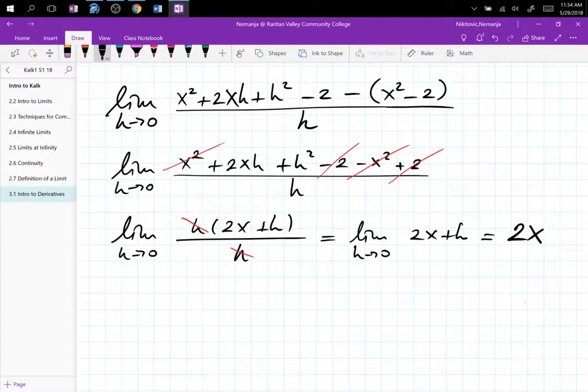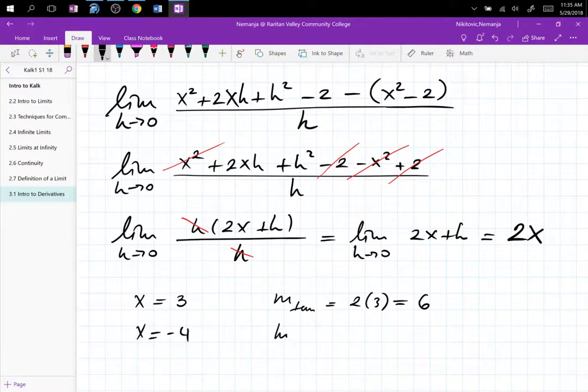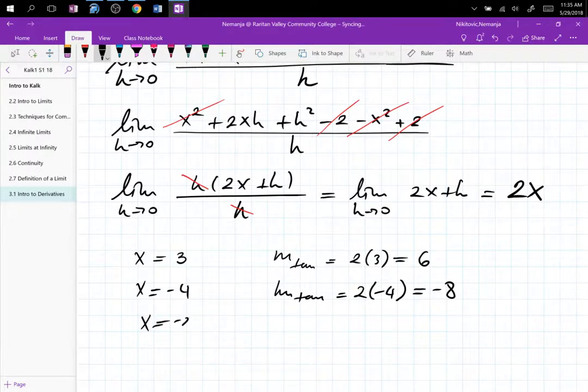You see that when we compute the general formula, you get 2x. So now, what were the inputs from before? We were asked to compute at x equals 3. Well, your slope of the tangent line is 2 times 3, which is 6, and that was our first example. Next example was x equals negative 4. M tangent for that one was 2 times negative 4, we had negative 8. x equals negative 25 was next. M tangent is 2 times negative 25, we had negative 50.